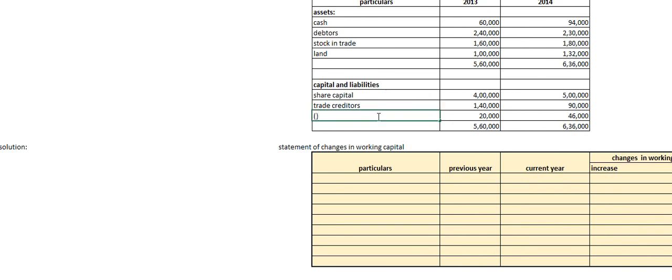In the question itself they have mentioned it as non-current liability, so we will consider it to be the non-current liability. So moving on to the answer, statement of changes in working capital, current asset. So our current asset is cash, debtors and stock and trade.